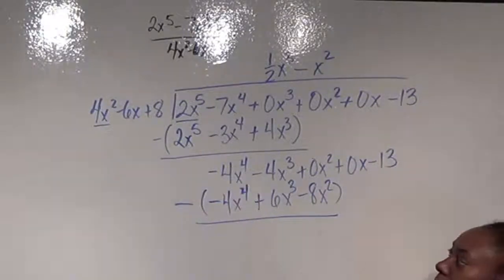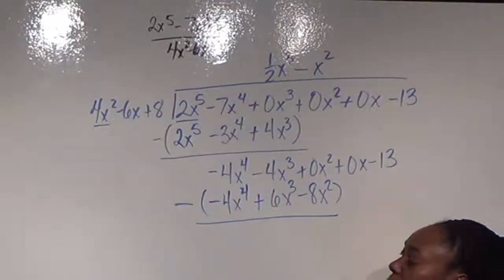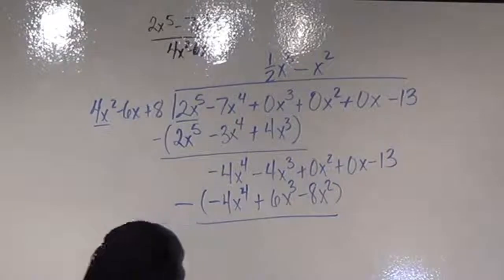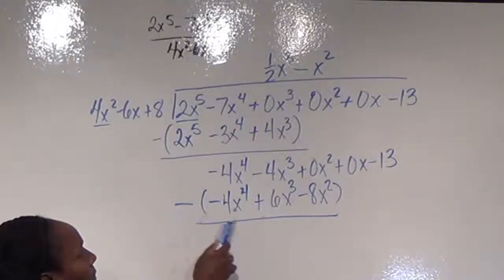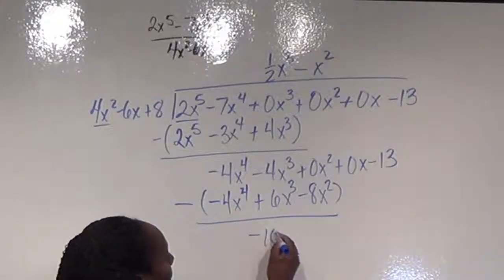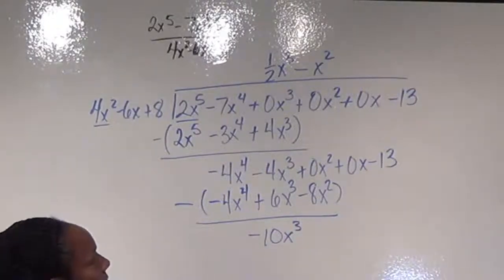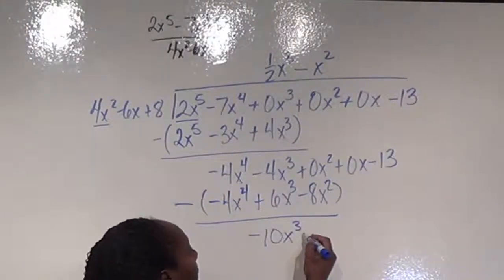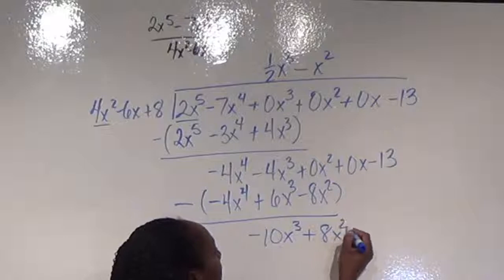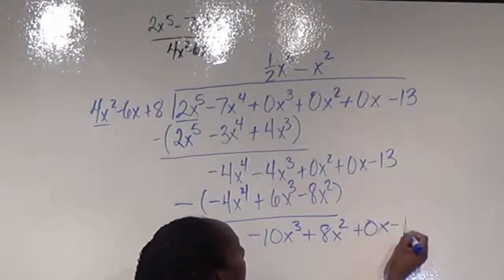Again, here our x to the fourths will cancel out. We get a negative 4x cubed minus the 6x cubed. Looks like a negative 10x cubed. 0 minus the negative 8, so plus 8x squared, plus our 0x minus 13.